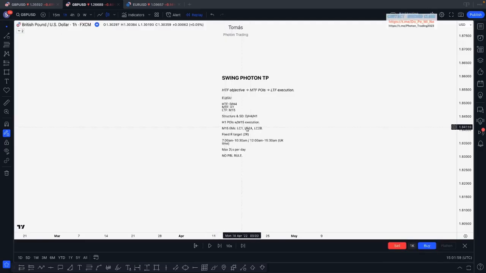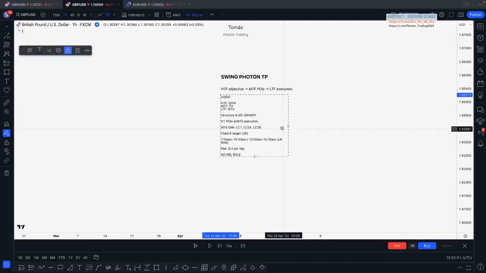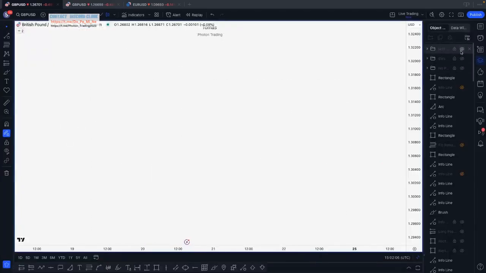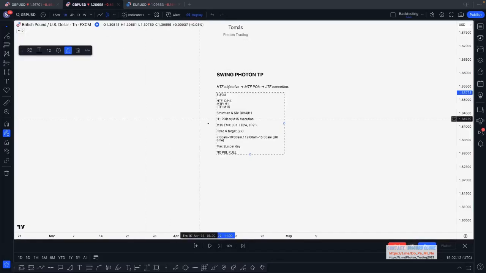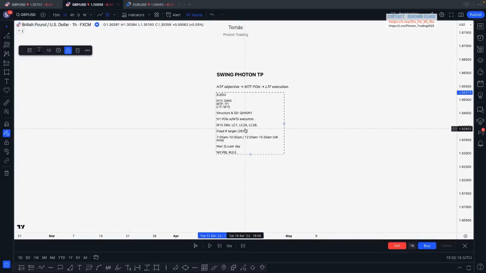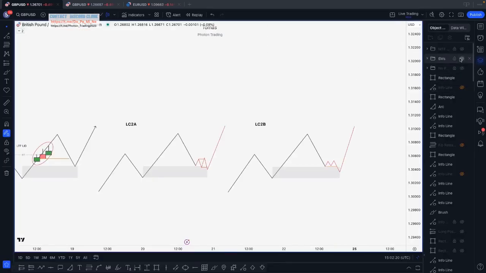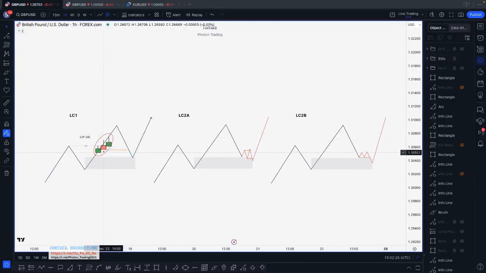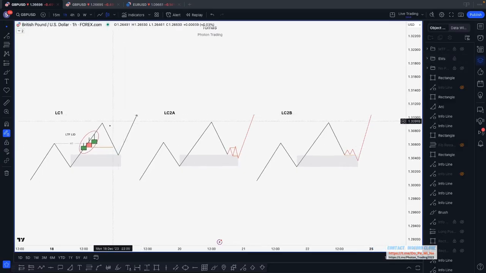H1 POIs within M15 execution, where the majority of them is H1, but I'm happy to use a little bit of my experience and trade on, how can I say, on H4 POIs, like I said. So M15 entry models for me are LC1, LC2A, LC2B. Okay, you already know. And don't worry, this will be covered in a video, but the low time frame lead for me does not need to be a fractal pullback. It can be just a red candle.